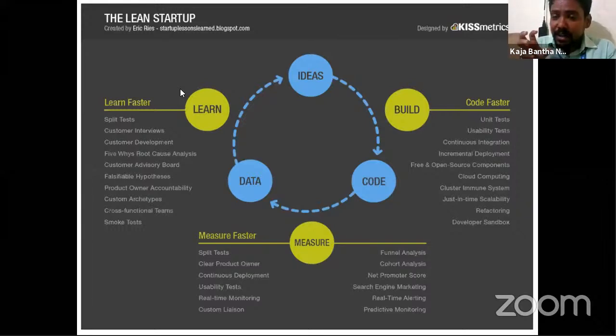From the data only, you are learning new things, and you are getting ideas from the data. You learn your successes and failures from the data, and you produce ideas based on the data. From the idea, you move on to code, and from code to measure.